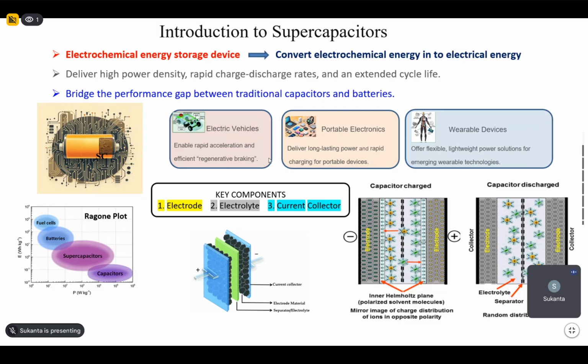Now, supercapacitor. The three main components of the supercapacitors are the electrode, electrolyte, and the current collector. Here in this image, you can see the electrode materials are the black dots. Those are the electrode materials on both sides. And the light blue is the current collector part. And in between, there is a separator between two electrodes.